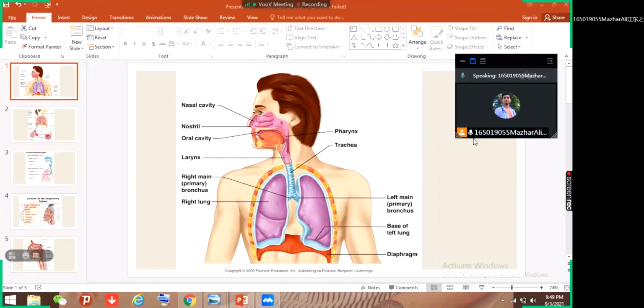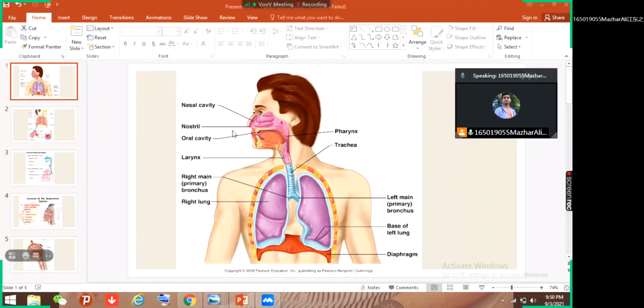The respiratory system. I will briefly talk about the basic anatomy of the respiratory system and its physiology. In respiratory medicine we discuss the normal anatomy and normal physiology, then we will start our respiratory medicine pathology. Okay. So before starting respiratory medicine, I will start with the anatomy.